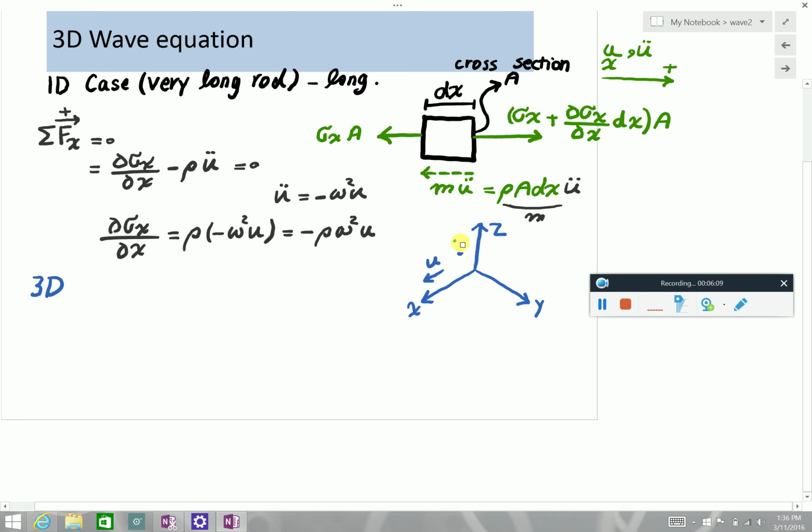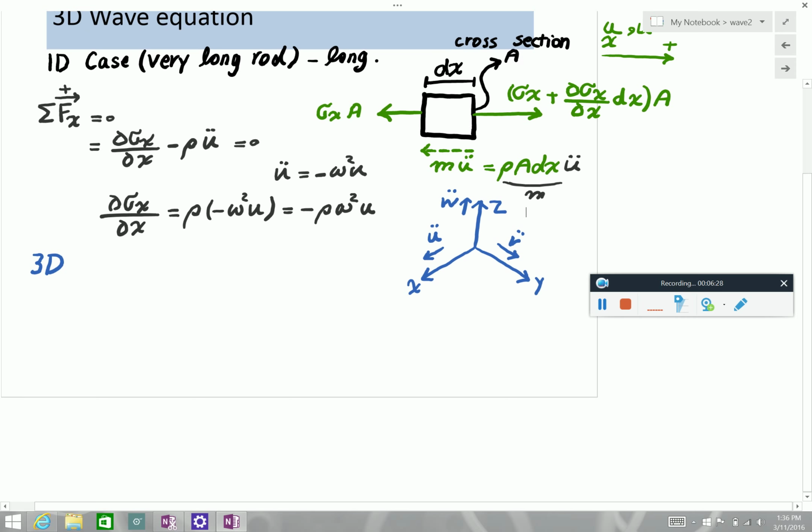So basically u double dot, but we call this u. And in the y direction, it would be v double dot, and in the z direction, it would be w double dot. So we use u, v, and w for particle displacement in x, y, and z directions.